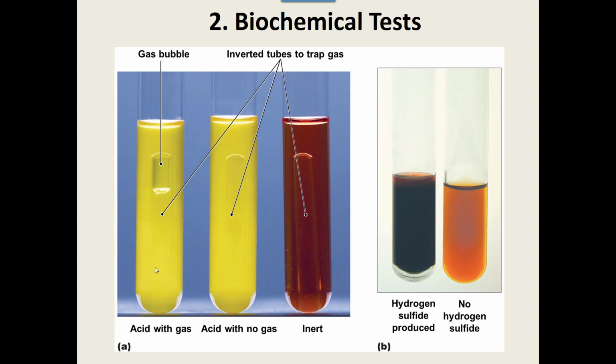The second way we can help ID and classify organisms is through biochemical tests. Again, a lot of organisms, especially bacteria, can look a lot alike. So then we start running various types of biochemical tests to help sort them out and organize them.